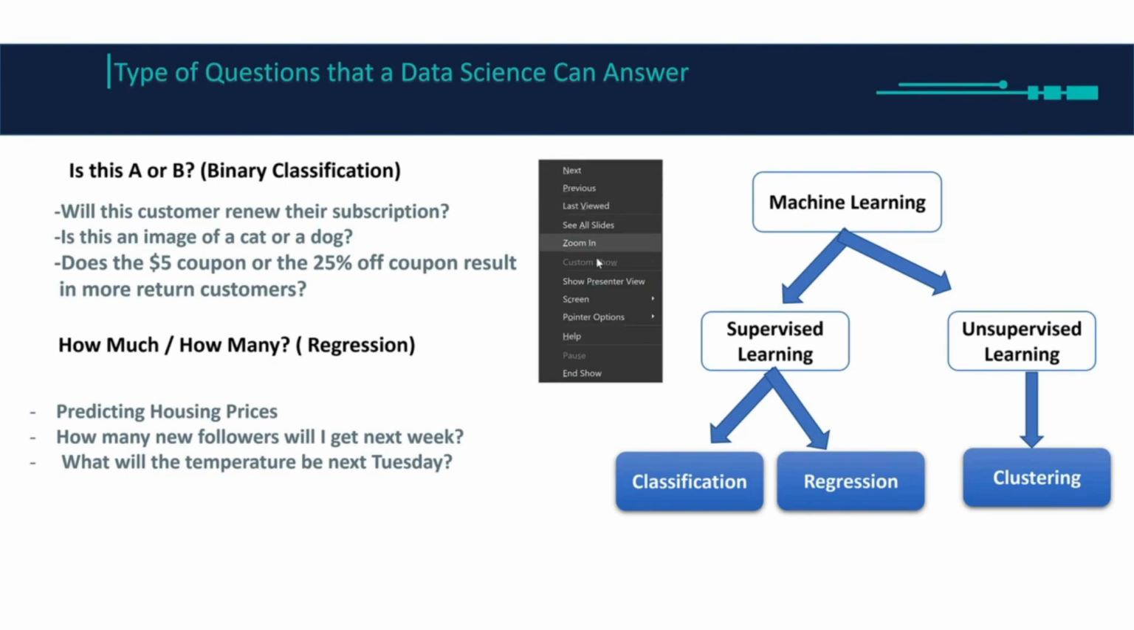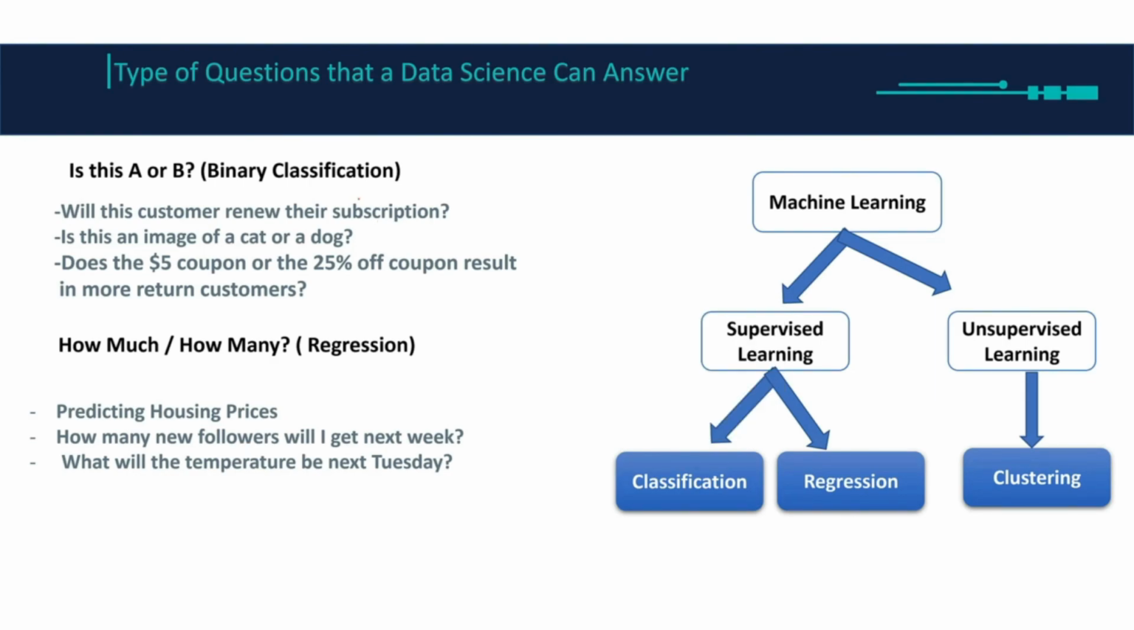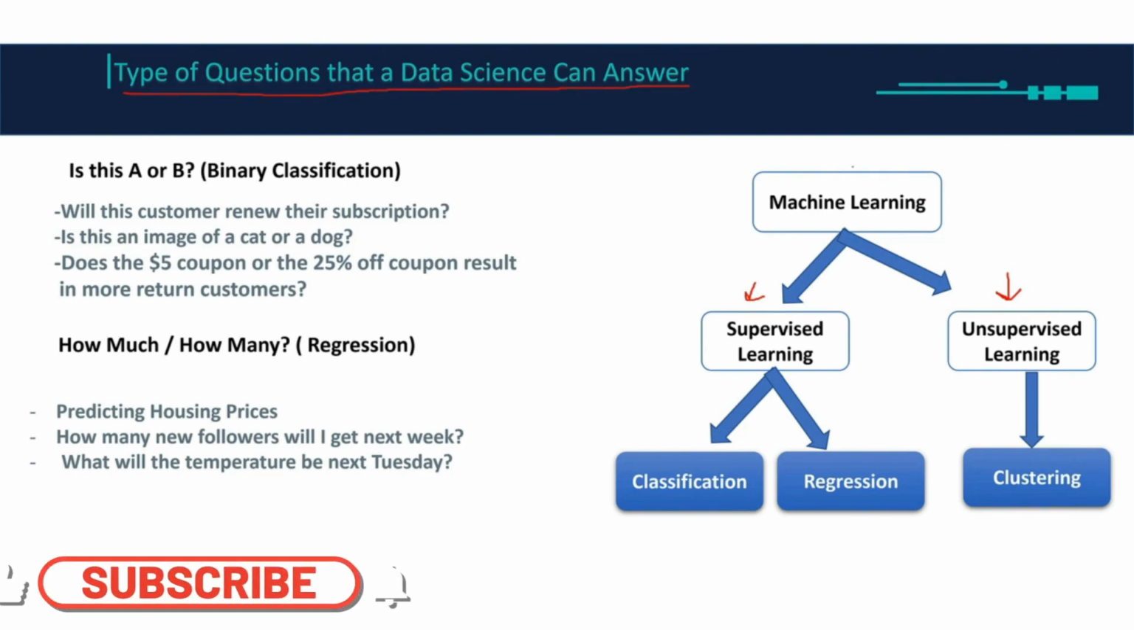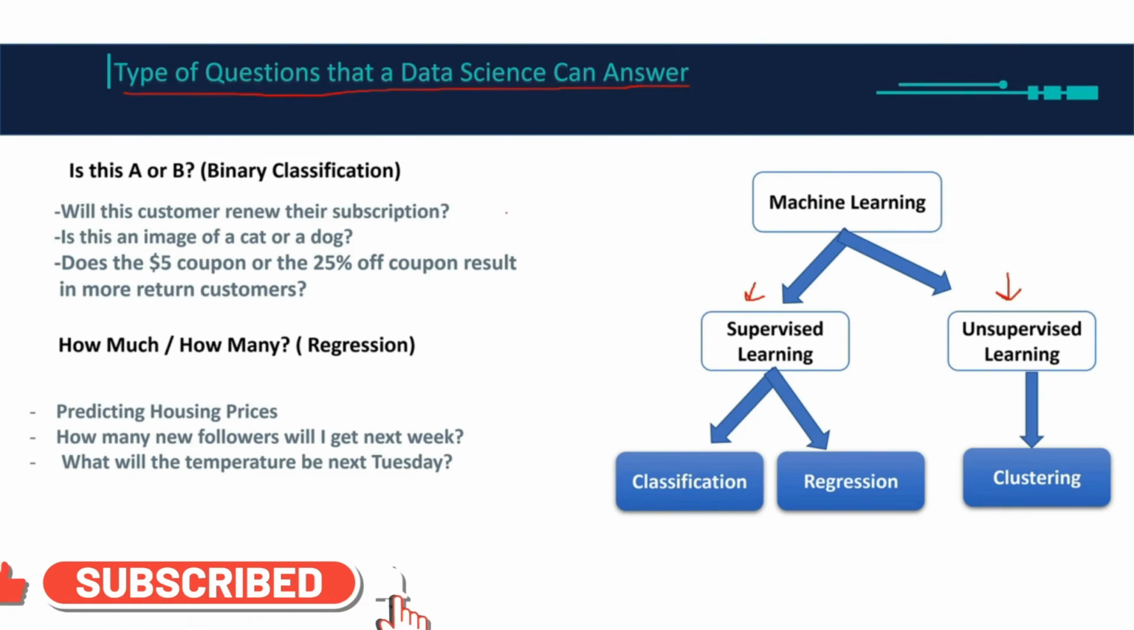Alright, so right now we are going to learn what type of questions that data science can answer. We are going to start with something called supervised learning and unsupervised learning. I'm pretty sure you can tell that from the title of this video. But let me tell you, now we are talking about machine learning. So what type of questions can data science answer?